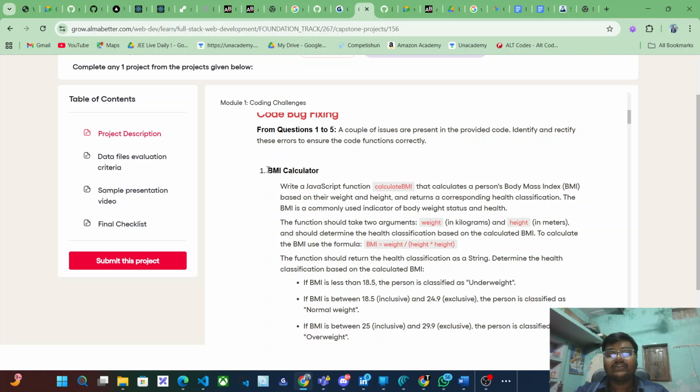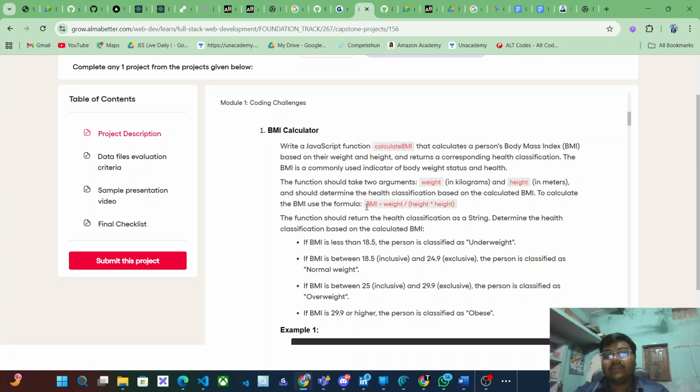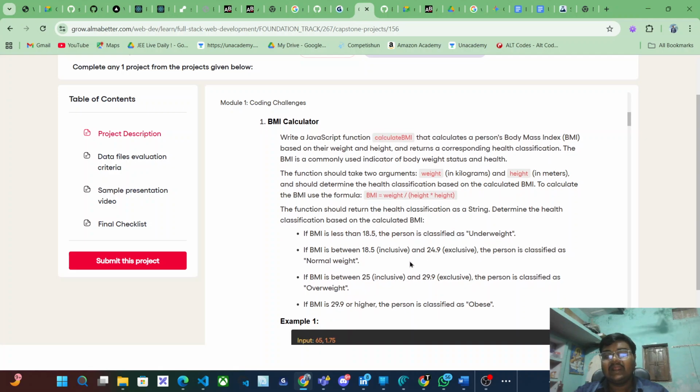So we are discussing our first problem, the BMI calculator. Inside that BMI calculator, we are using JavaScript as the programming language to implement it. The formula for BMI is BMI equals weight divided by height times height. We can understand that if BMI is less than 18.5, then the person is underweight, and if it is between 18.5 and 24.9, then it's normal weight.